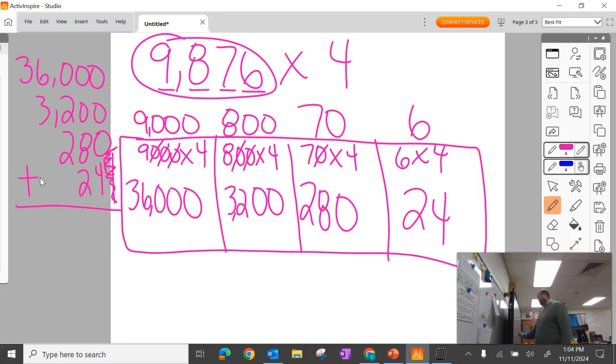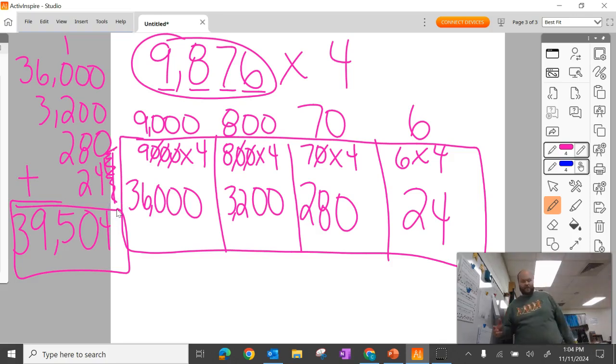So 0, 0, 0, and 4, that's 4. We have 0, 0, 8, and 2, that's 10. Carry my 1. 2, 2, and 1 is 5. Put my comma in there. 6 and 3 is 9. And 3 plus 0 or nothing is 3. 39,504.